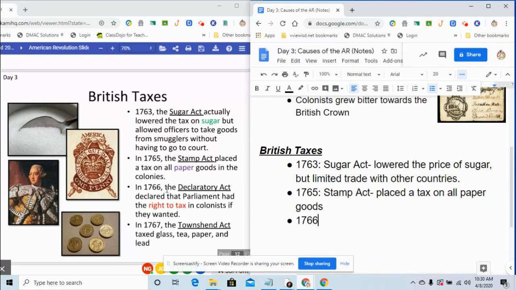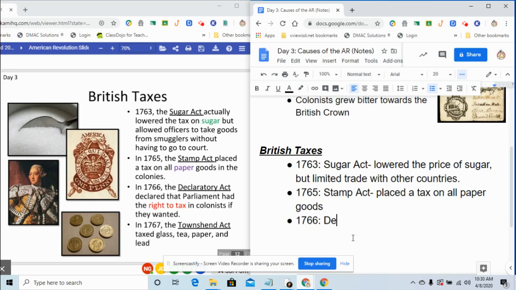We did not talk about this in the fall because we normally don't, but there's an act called the Declaratory Act, and it declared that Parliament had the right to tax colonists if they wanted. So, Parliament being the legislative body in Britain across the ocean, taxing colonists without any representation whatsoever.